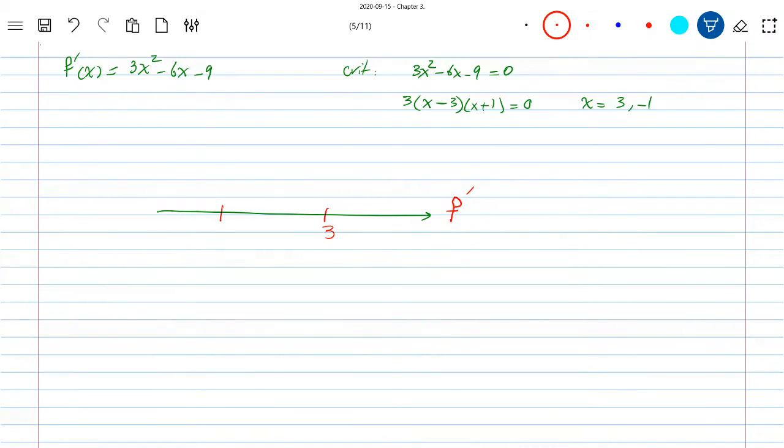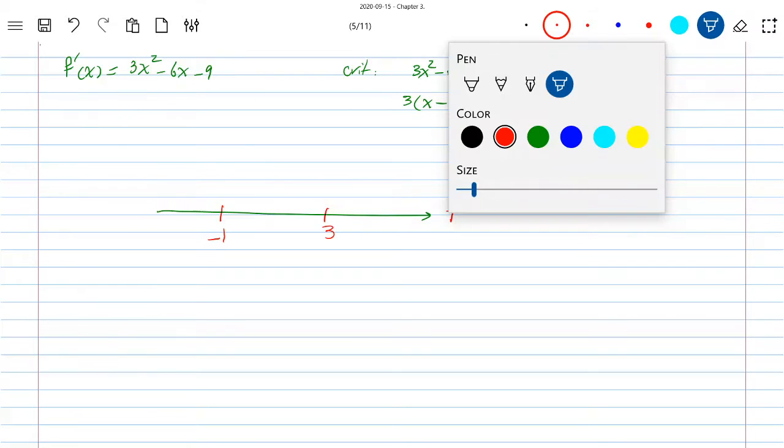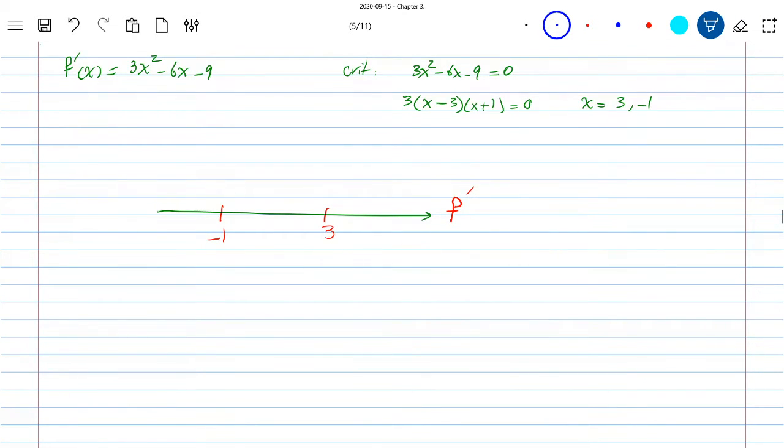3, negative 1. These are the critical numbers, 3 and negative 1. And instead of solving the inequalities to see where the derivative is positive, where the derivative is negative, to discuss the increasing and decreasing interval, we pick test points. How you solve the inequalities is normally through test points as well.